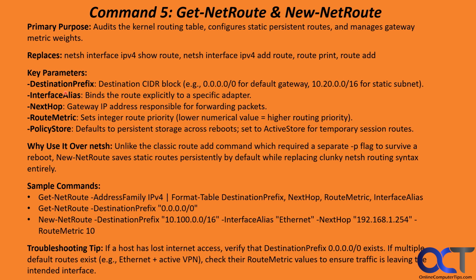All right, so we have the destination prefix. So if you want to set a destination CIDR block here for default gateway, for static subnets, and so on. And then interface alias if you want to bind the route explicitly to a specific adapter. Next hop if you want to set the gateway address responsible for forwarding packets. And then with the route metric parameter, you could use that to set integer route priorities. And then finally, policy store defaults to persistent storage across reboots.